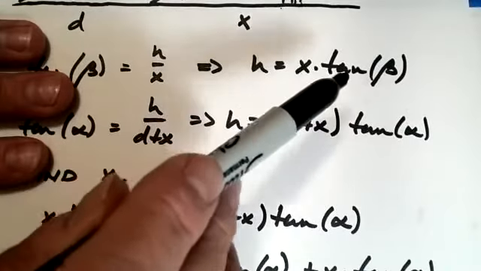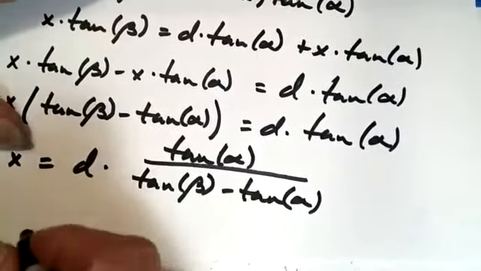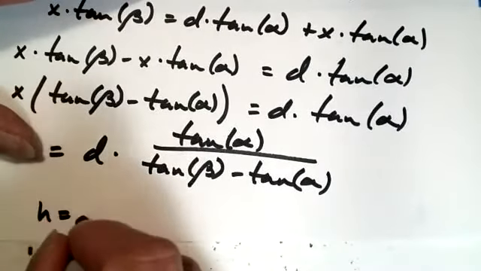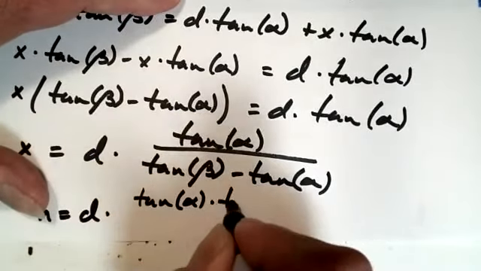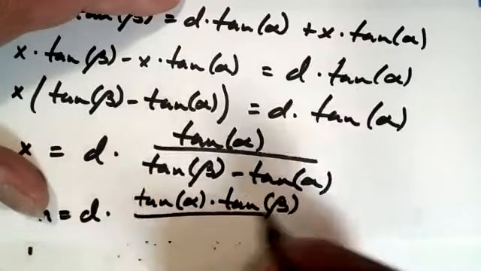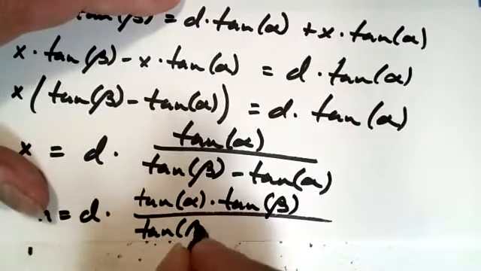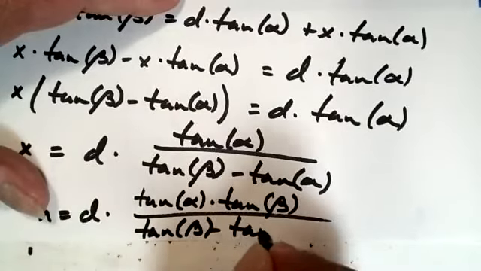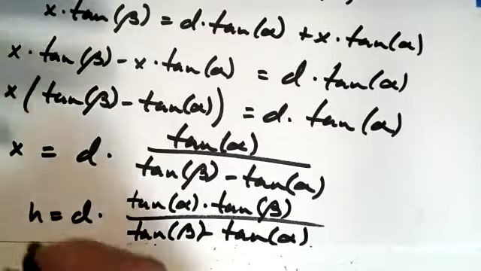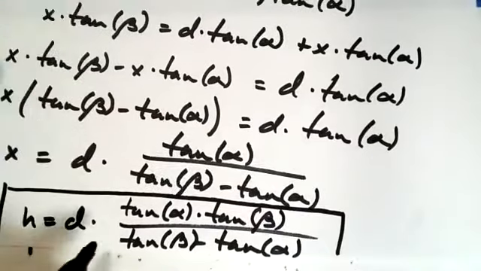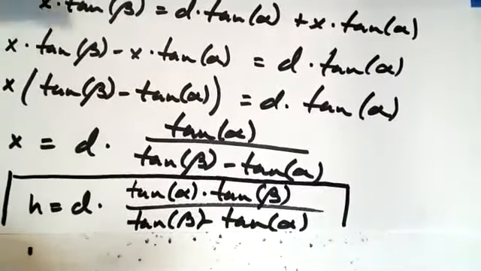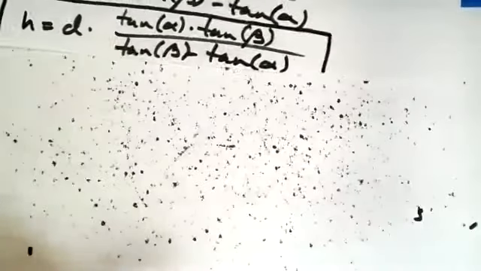This is the easiest one because I've just got X times tangent beta. So if I finish this off here, I'll have that H is equal to D times the product tangent alpha times tangent beta divided by the difference tangent beta minus tangent of alpha. And there's the formula that tells me if I know D, alpha, and beta, I can find H, all using right triangles. So let's actually do this with an example, and then we're going to call it quits.